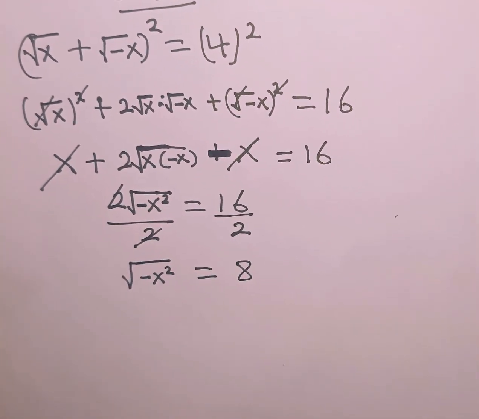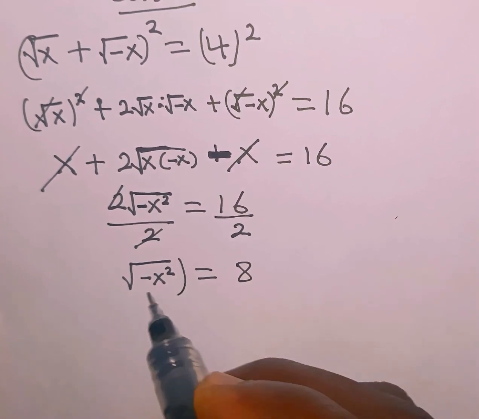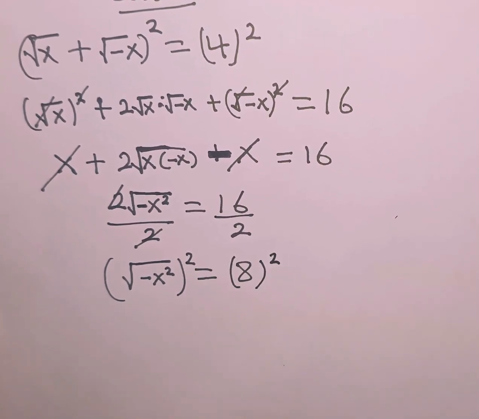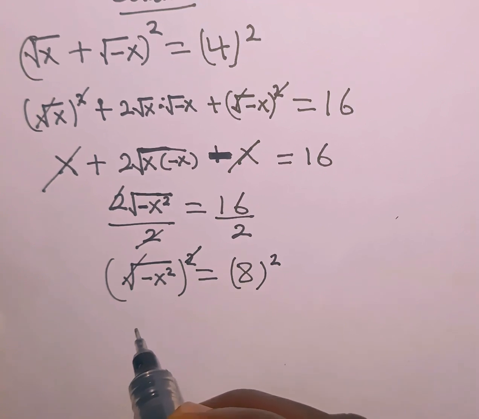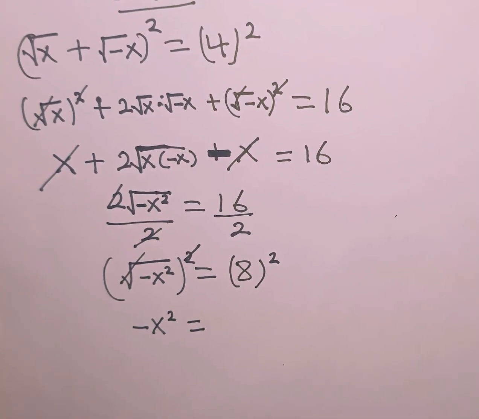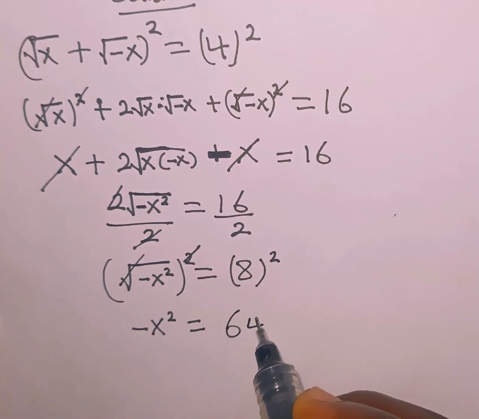The next thing we're going to do, since we still have a square root, is to eliminate the square root again by taking the square of both sides. So we square the left hand side and also we square the right hand side, so that this square is going to eliminate the square root. We are left with just negative x squared, which is equal to 8 squared, implying 8 multiplied by 8, which is going to give us 64.